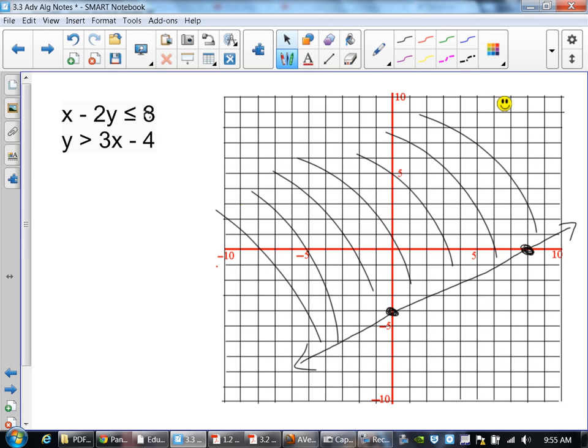Y-intercept -4, slope of 3, so I should start at -4. I think it's just dumb luck that it wound up the same spot. Up 3, over 1. Up 3, over 1. Now between those, what do I make? Dotted lines. That one has to be dotted because it's just a greater than symbol, okay?